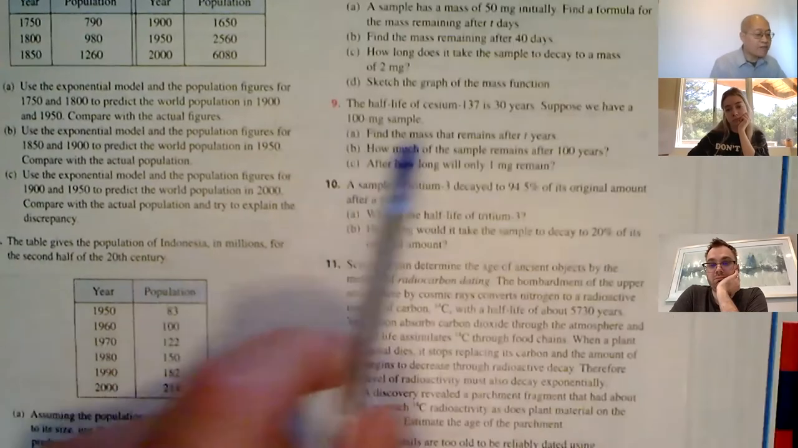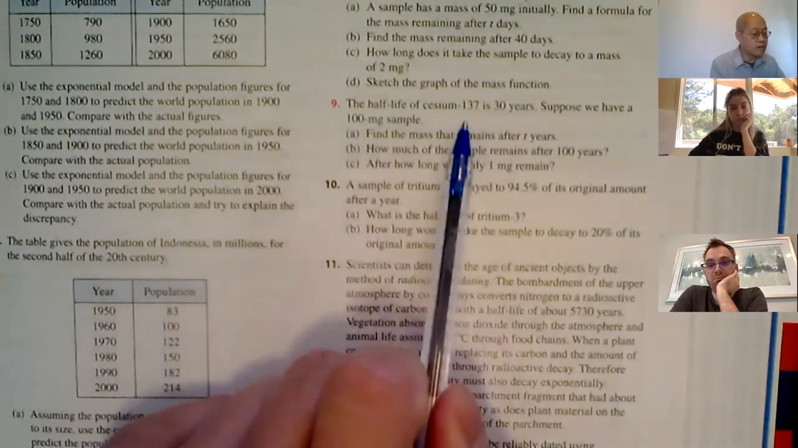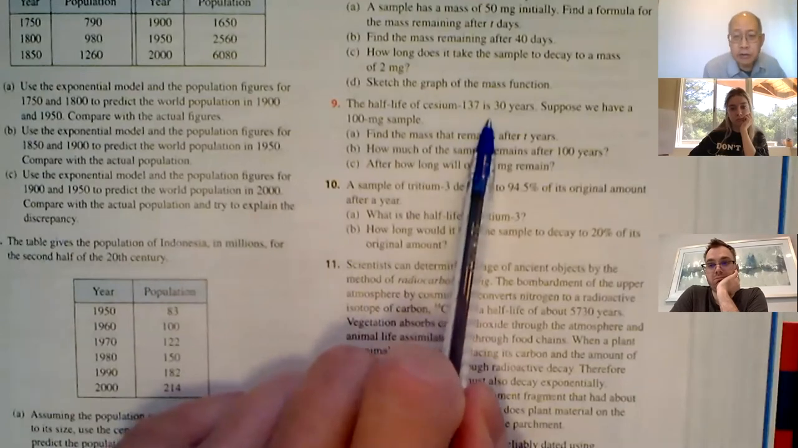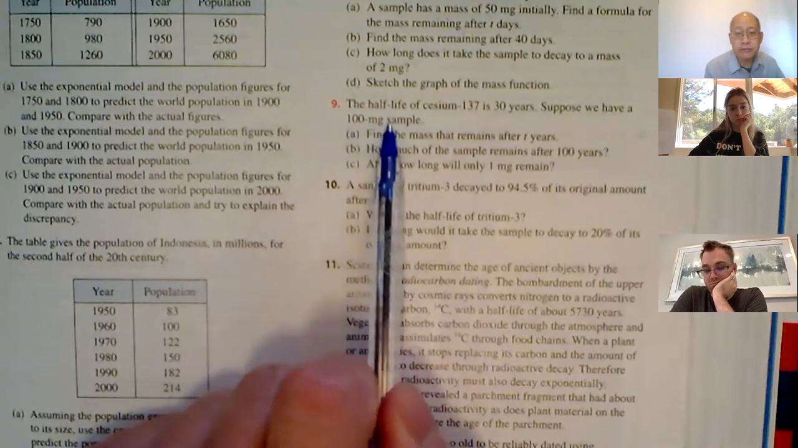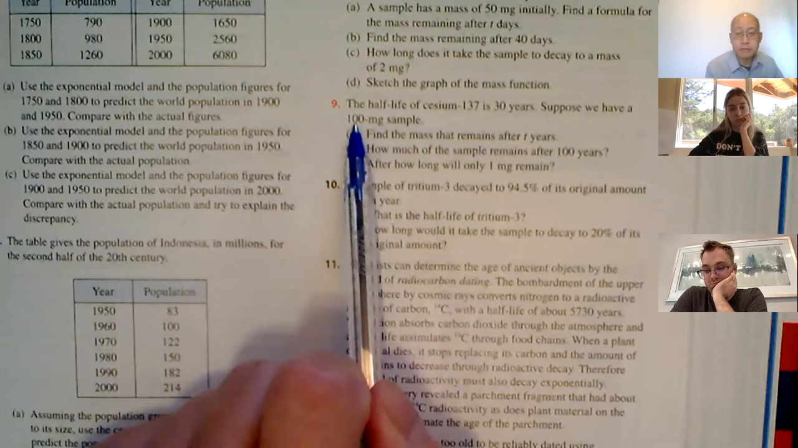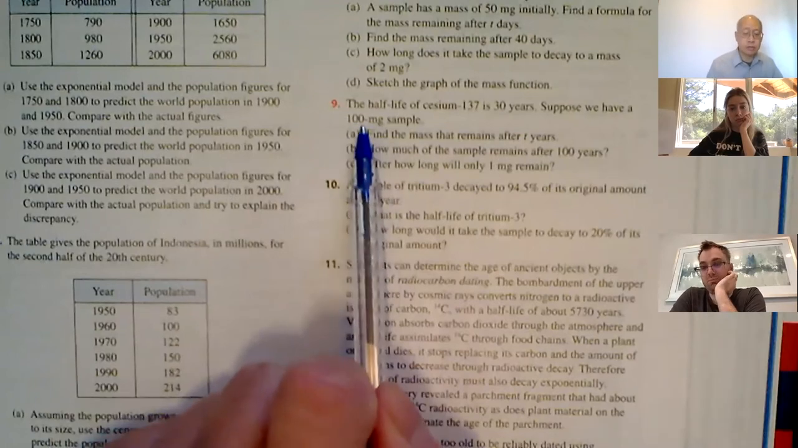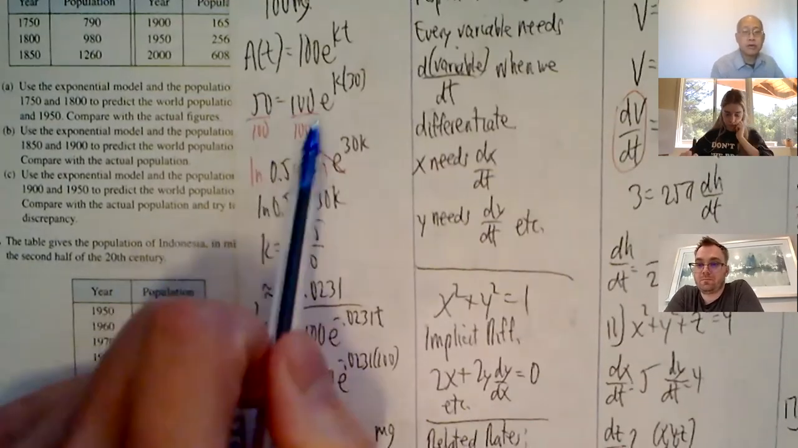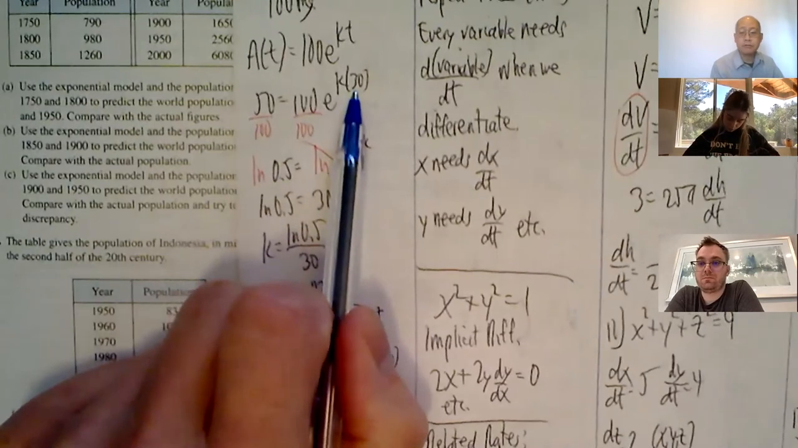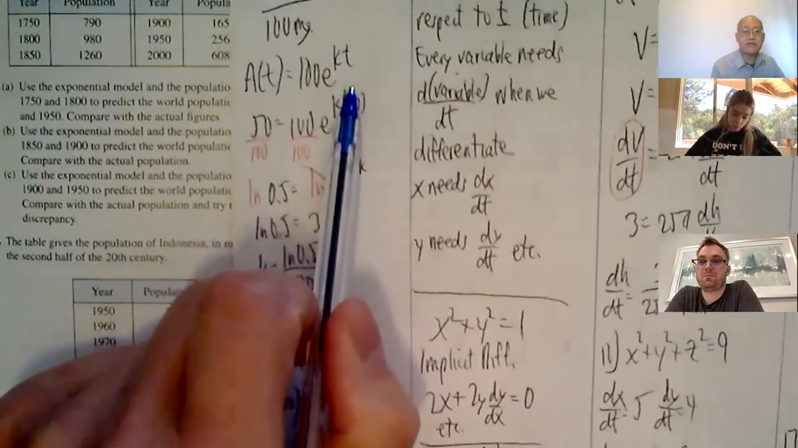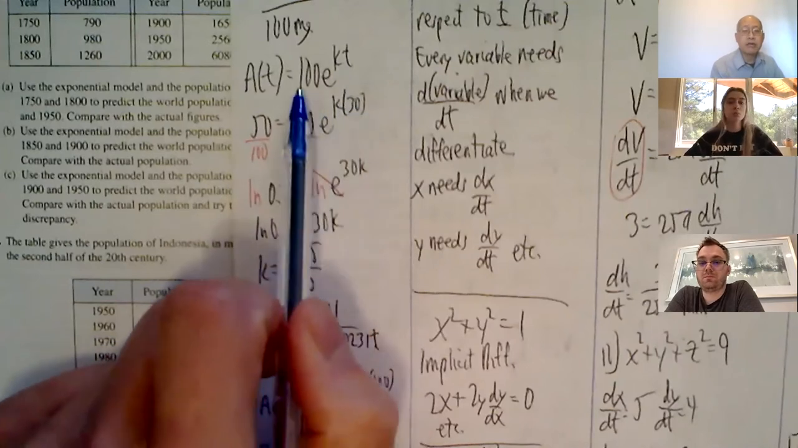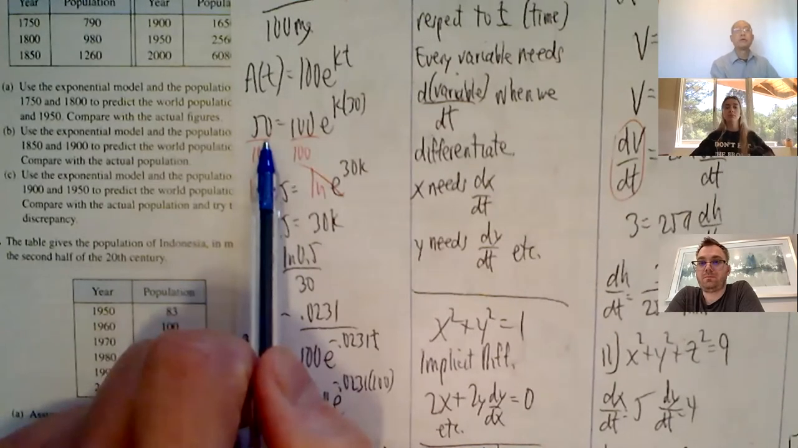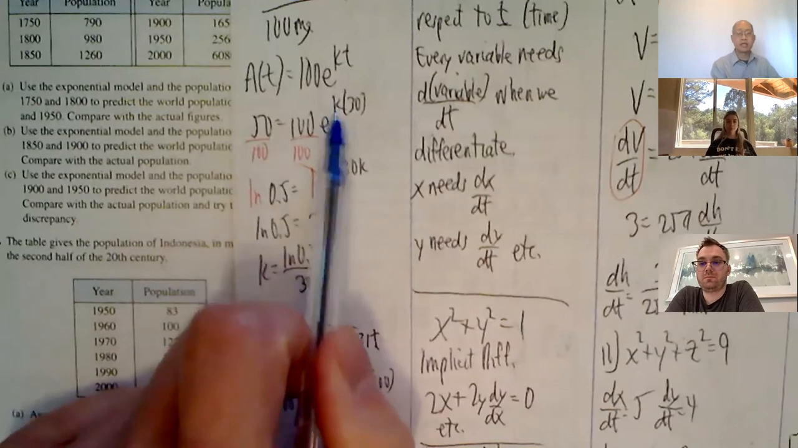Now, it says the half-life is 30 years. Okay. So after 30 years, how much will I have left? I'll have 50. How to get to 50? It's half of 100. Right. So I plug in 50 equals 100 e to the k times 30. Okay, so one more time. They said half-life was 30 years. So I plug in 30, the amount gets reduced by half. So half of 100 is 50. 50 equals 100 e to the k times 30.